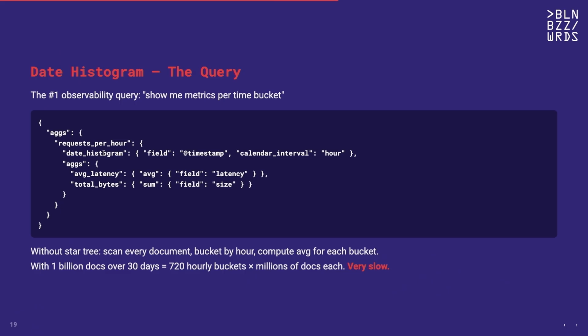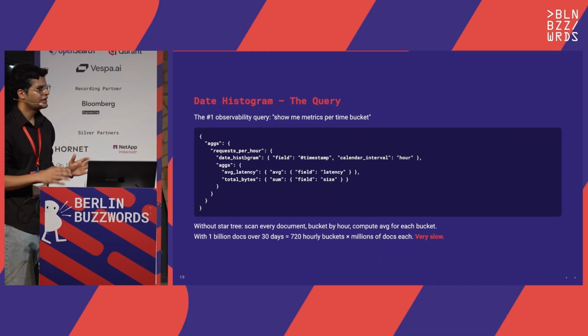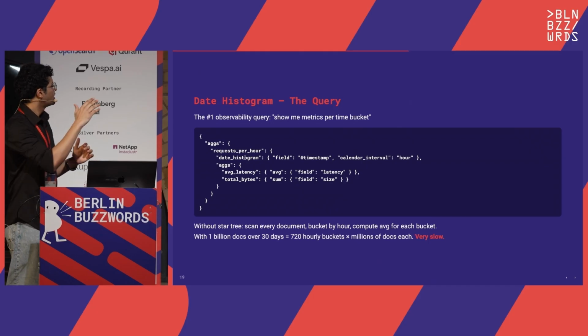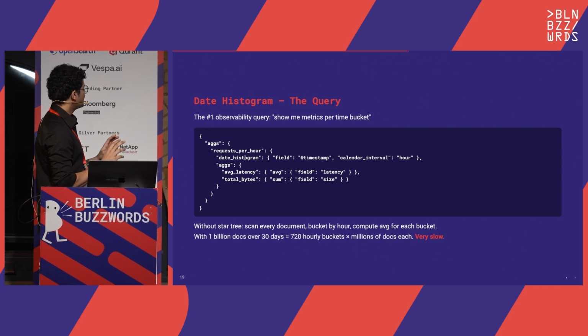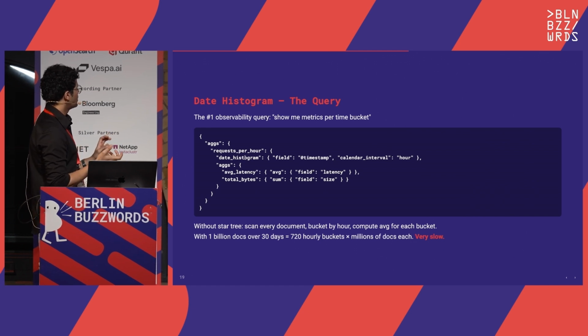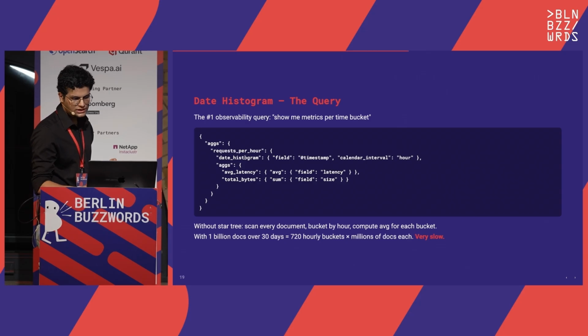And there are a billion documents, so every bucket could have millions of documents. So in the default path, we'll have to check each document and then figure out which bucket it belongs to. And then for every bucket, we'll have to sum those values up. So at scale, this would be very slow. Let's see what happens in the star tree case.